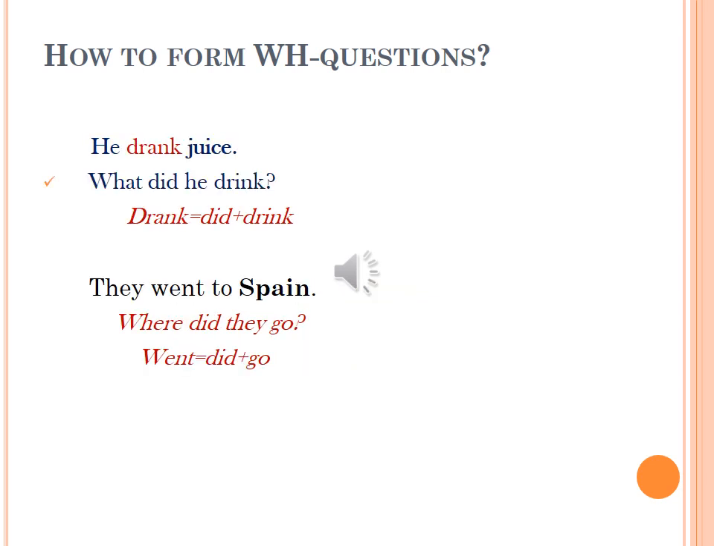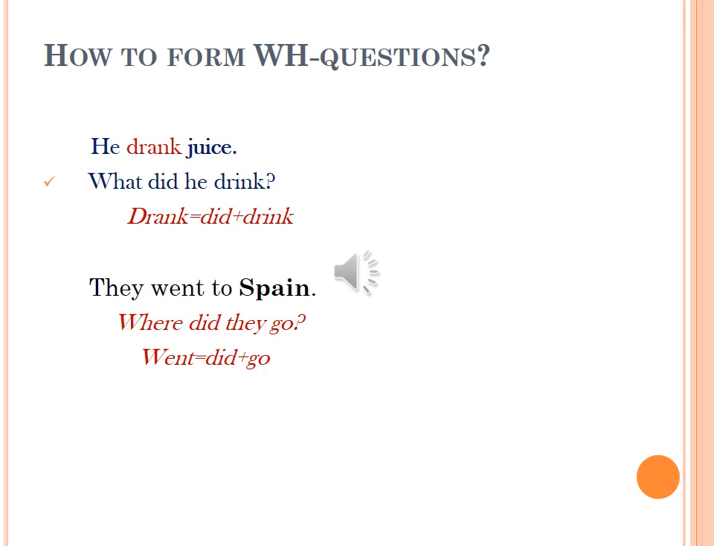Look at these examples. These statements are in past tense, that is simple past tense. He drank juice and they went to Spain. So drank will become did plus drink, and went will become did plus go. How can we frame the question now? What did he drink? What is the question word, did the helping verb, he the subject, and drink is the main verb. What did he drink? Question mark.